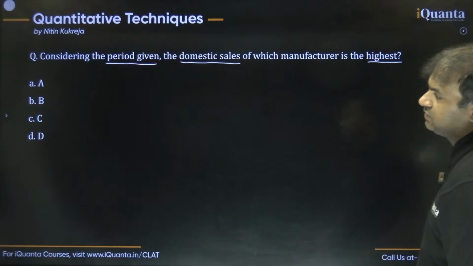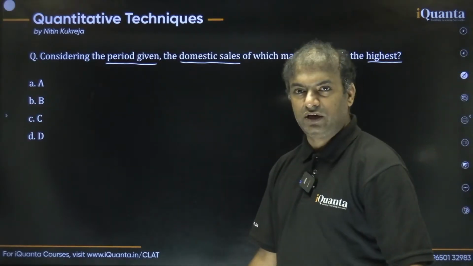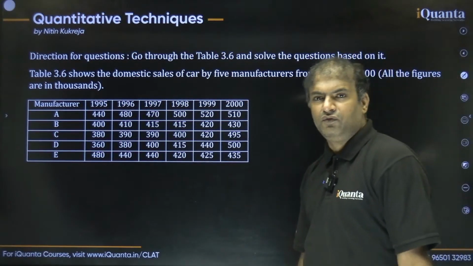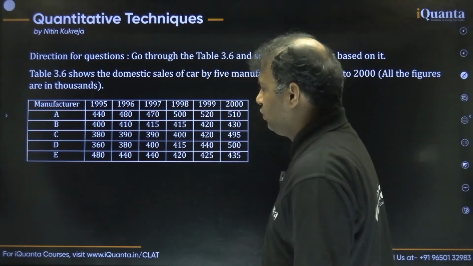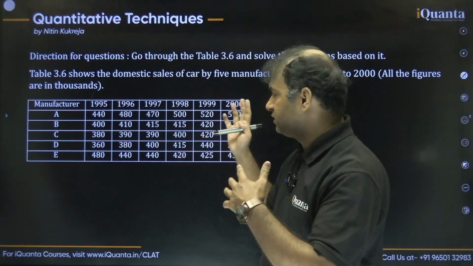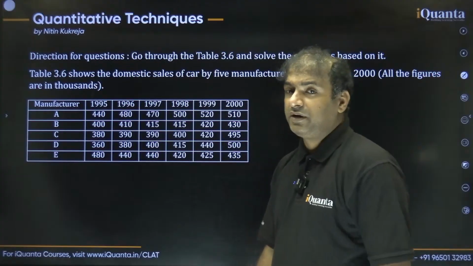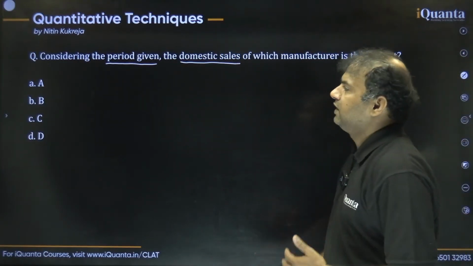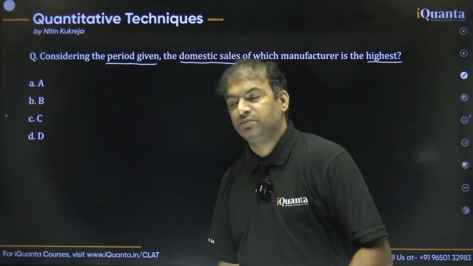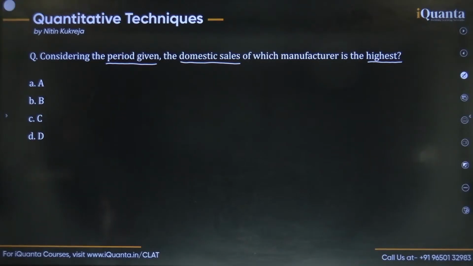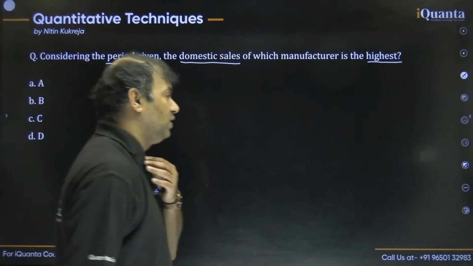Look at the options, guys. In the options we have 4 manufacturers, A, B, C, D, so we can even ignore manufacturer E if you want. A lot of people find the total sum of the sales of all the manufacturers. But you need to understand they're not asking for the total sales, they're just asking which manufacturer has the highest sales. This is a question of comparison. It's not about calculating everything or finding the total sales. It's about comparing.